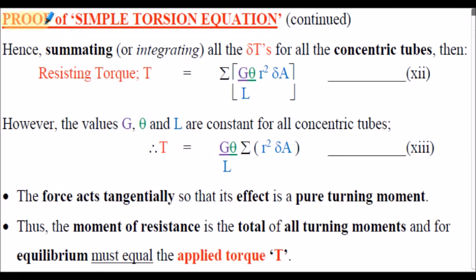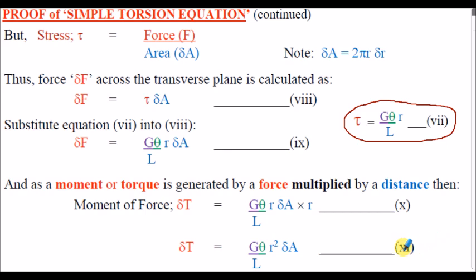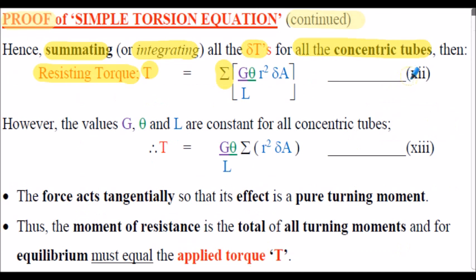Our proof continued. So hence summating, or in mathematical terms integrating, all the delta T's for all of the concentric tubes within our section, we find the resisting torque, capital T, is a summation of equation 11 shown here on our previous slide. Call this summation equation 12.